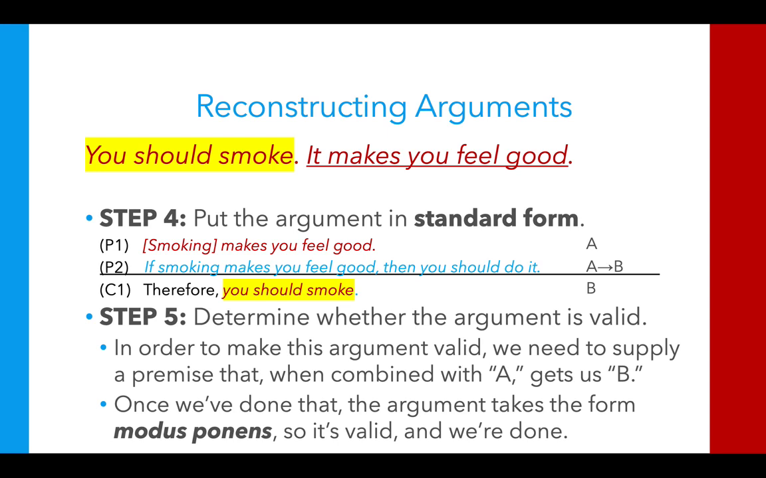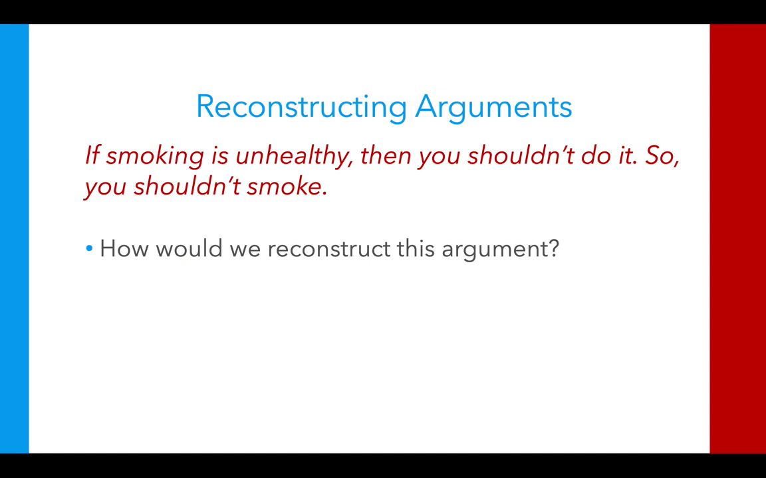All right. So this argument's valid. I'm done. I can evaluate it like I just did, or analyze the truth of the premises. All right, one more. How would we reconstruct this argument? So if smoking is unhealthy, then you shouldn't do it. So you shouldn't smoke.